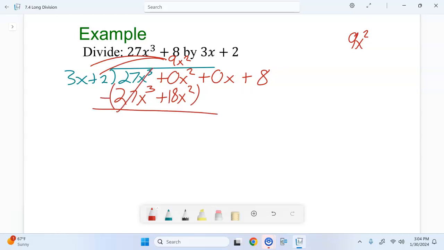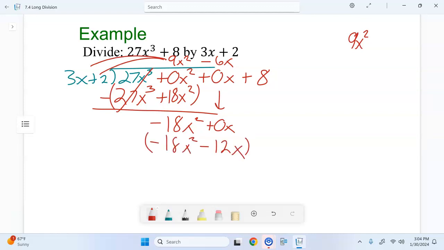So the first one cancels, as it should, and then 0x squared minus 18x squared. Negative 18x squared. Then we bring down the placeholder. Now we divide. So we divide again. Then we multiply. Then we subtract 0 minus negative 12x. 12x. Bring down the 8.